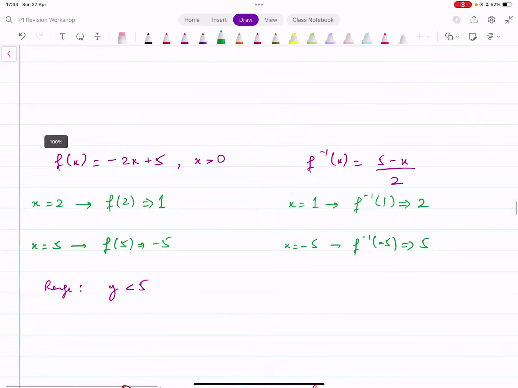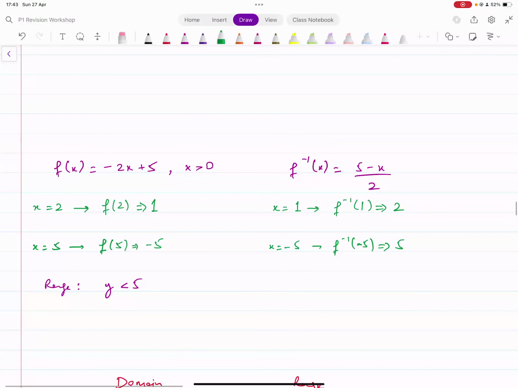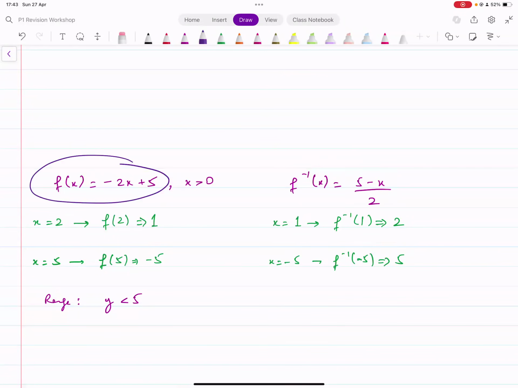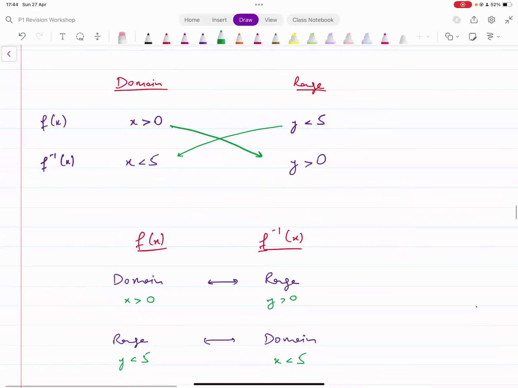So think about this. If you've got this function, f of x equals minus 2x plus 5, if you input x equals 2 in this, you get 1 from that. In the inverse function, when you input x equals 1, you get 2 out of that, right? So it does the opposite of what the original function does. So when you think about the domain and range of these functions, this is what happens.